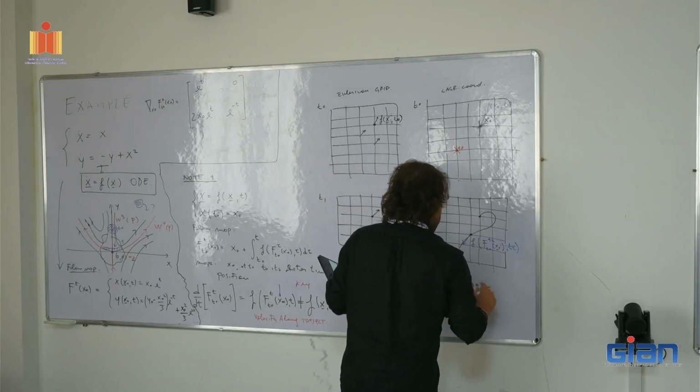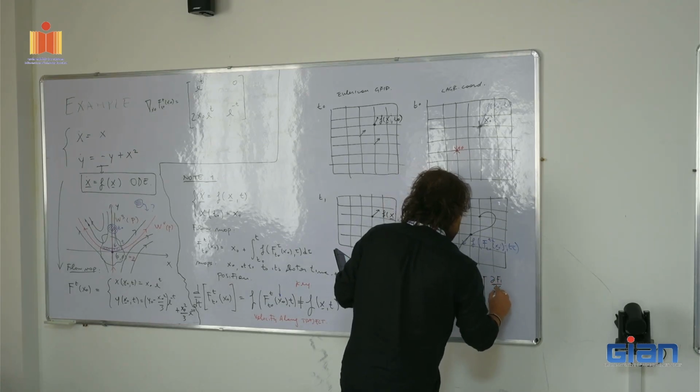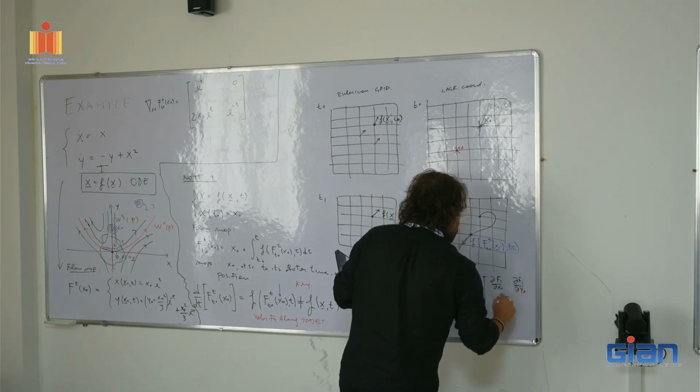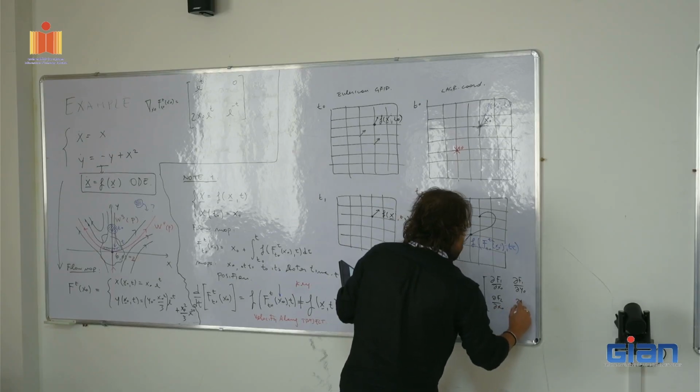Is gonna be the derivative of f1 with respect to x0, derivative of f1 with respect to y0, derivative of f2 with respect to x0, derivative of f2 with respect to y0.